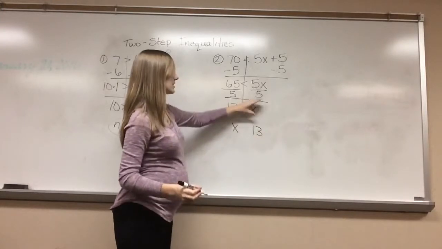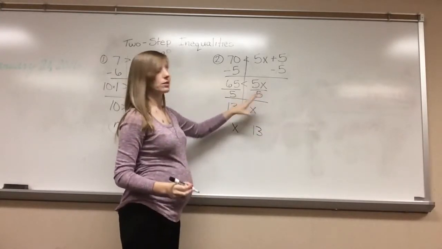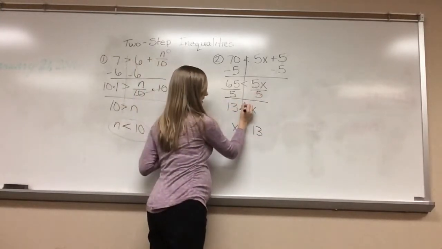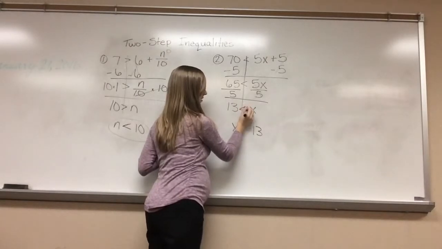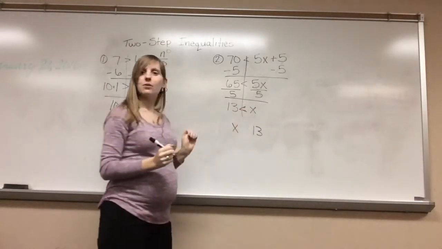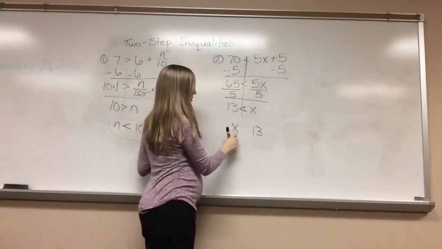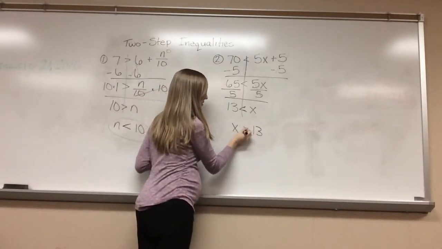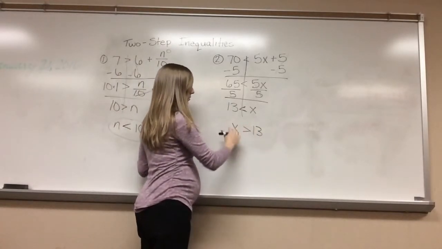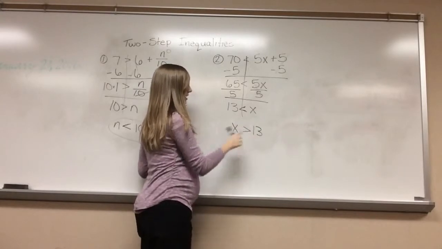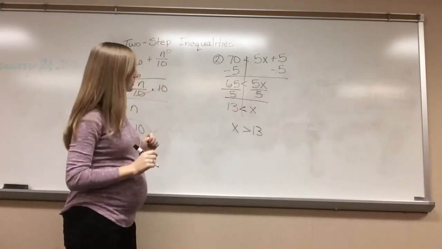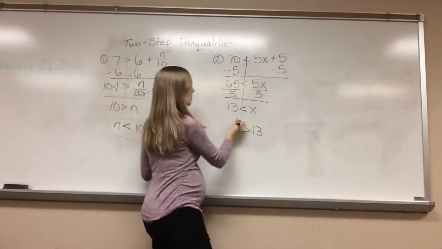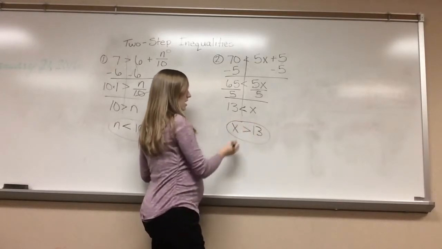My inequality is eating the x, it's open towards the x. We talked about thinking of it as a crocodile, those are the teeth. It's going to eat whatever's bigger. So down here, it's still going to eat whatever's bigger. So it needs to be open towards the x. So x is bigger than 13. Okay? So this would be my inequality if I want to check it.